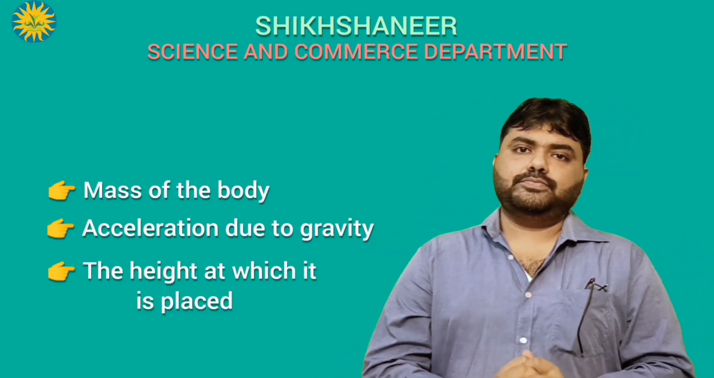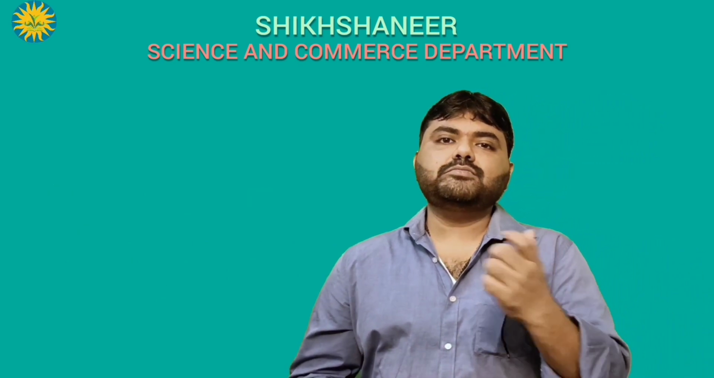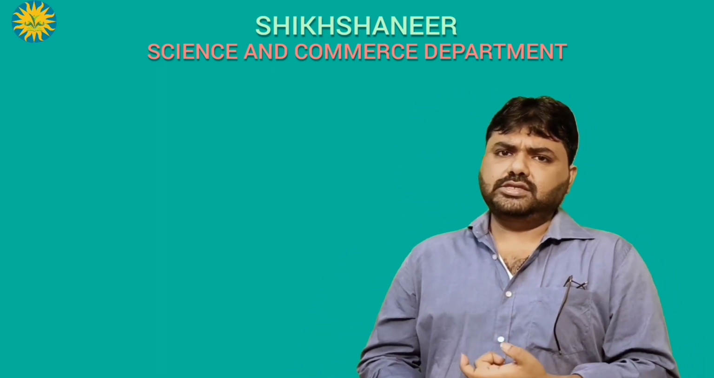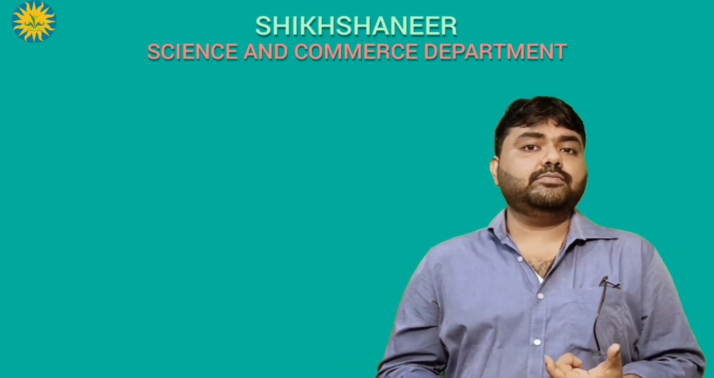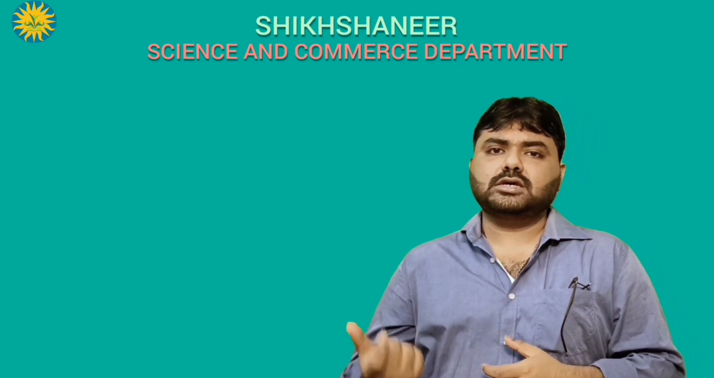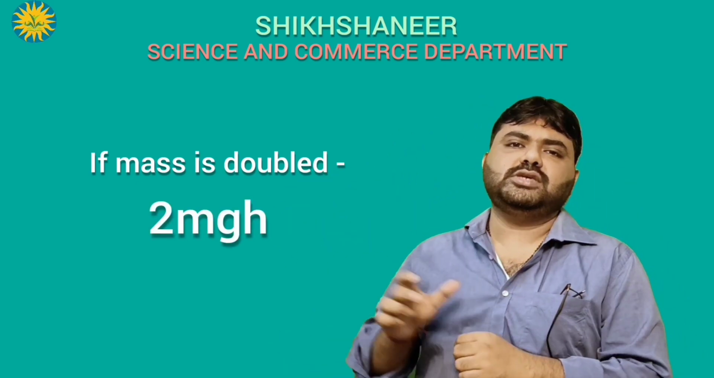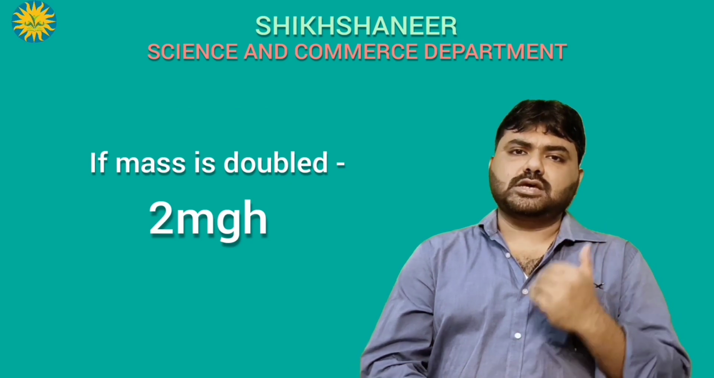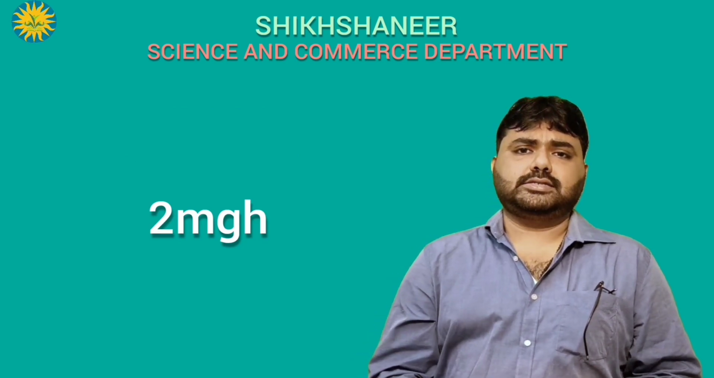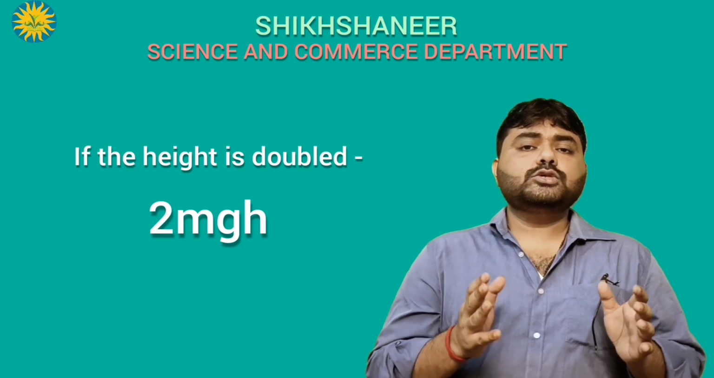Now, a question may arise: what happens to the potential energy if the mass is doubled? Last time we discussed the formula mgh. Now, in place of m we will substitute 2m, twice m, that is, the mass is doubled. Therefore, the energy will be 2m into g into h, that is, twice mgh. That means if the mass is doubled, the potential energy will also be doubled. Similarly, if the height is doubled, the potential energy will also be doubled. So these are the factors.